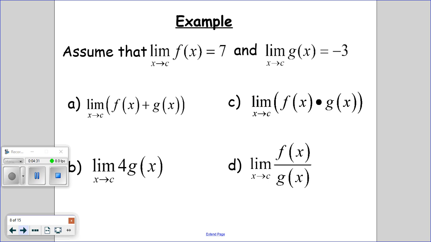And they give us the first question, the limit of f of x plus g of x as x approaches c. All that means is we do the limit of each one individually and add the results, because that's the symbol between them. So the limit of f of x was 7. The limit of g of x was -3. Our answer would be 4. Okay? Go ahead and use our rules to finish out B, C, and D.